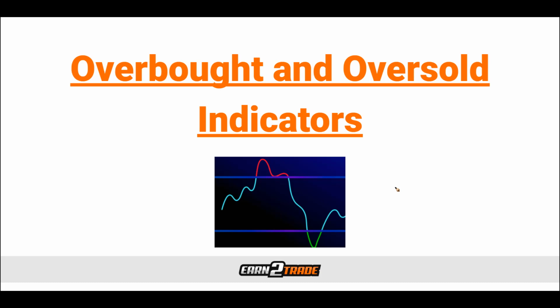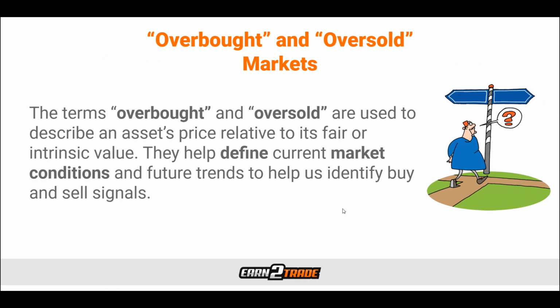So let's dive into exactly what an overbought and oversold market is. The terms overbought and oversold are used to describe an asset's price relative to its fair intrinsic value, and they help us define the current market conditions as well as future trends to help us identify those buy and sell signals that we're all looking for. When we define an asset as overbought, it means its price has been going up consistently. As a consequence, it's now trading at a higher price than it might be worth. As a result, its price has reached a tipping point and we can expect it to drop. The pullback happens once traders unite around the idea that the asset is now too expensive.